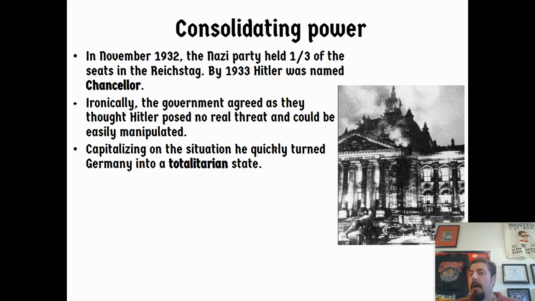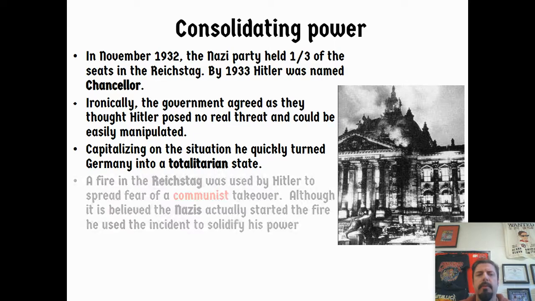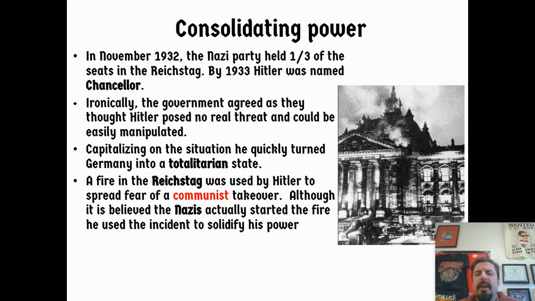So from January 33, when he takes over, until about the middle of 1933, he turns it from a republic, a liberal democracy, into a dictatorship. So within a number of months, the fire in the Reichstag was used by Hitler to spread the fear of a communist takeover. Although it is believed that Nazis actually started the fire, which I called a false flag, he used the incident to solidify his power.